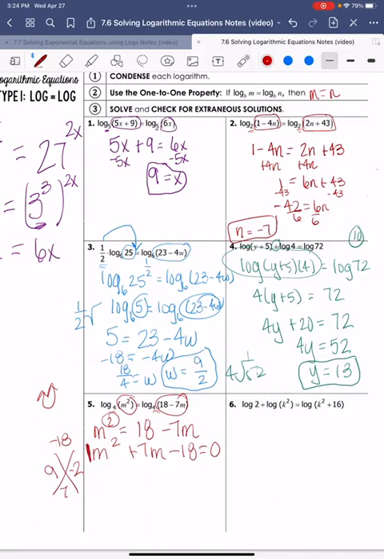The lead coefficient is 1, so I can shortcut it. Oh, I wrote n, m, n, my goodness, whatever. m is negative 9 and 2. Okay.